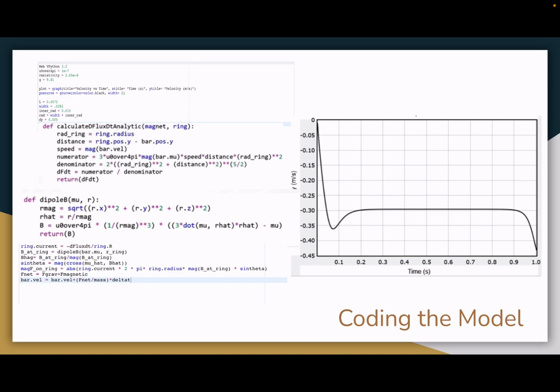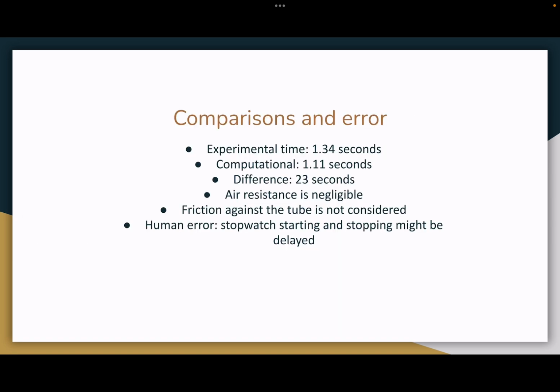For the comparisons and errors, the experimental time I calculated was 1 minute and 34 seconds. The computational time was 1 minute and 11 seconds. The difference was 23 seconds, which really isn't bad. I think it means that my experimental time was pretty close to the expected time.